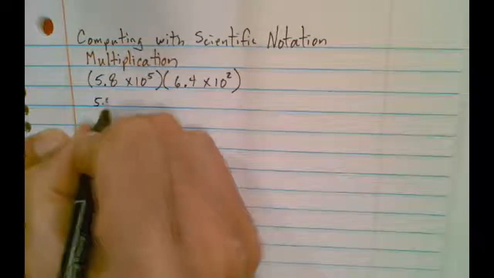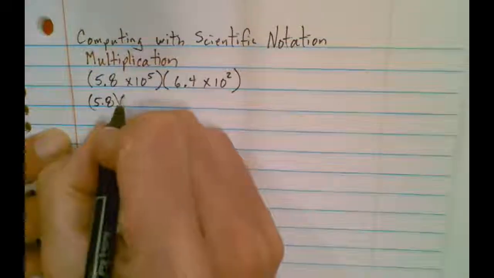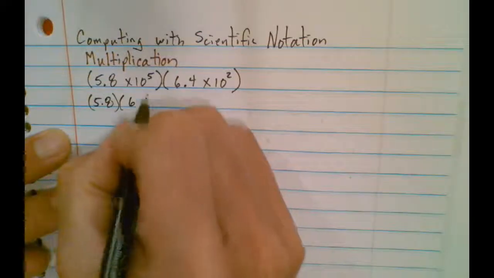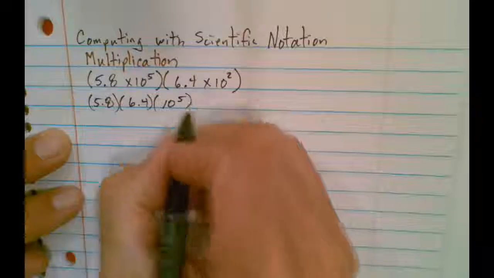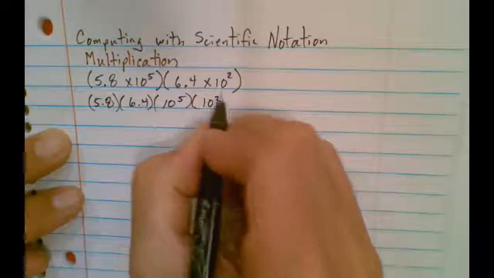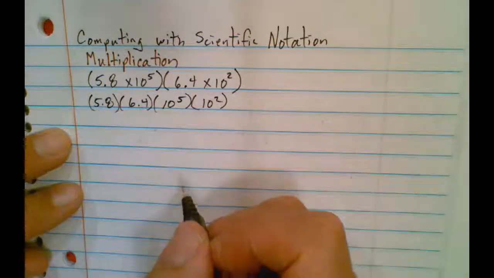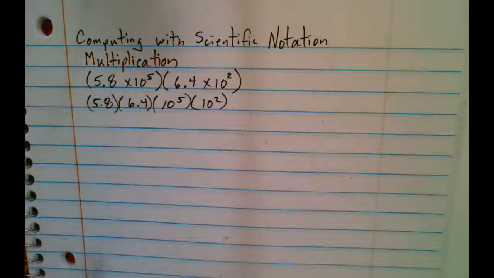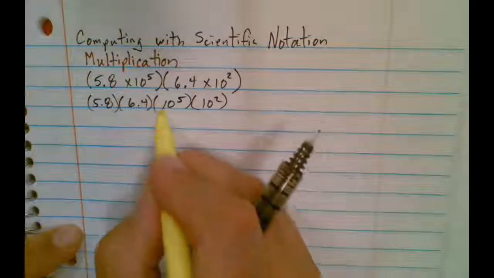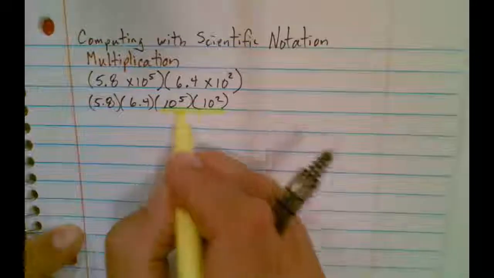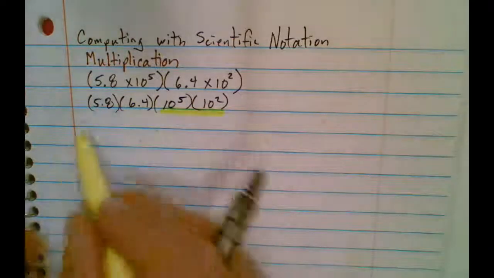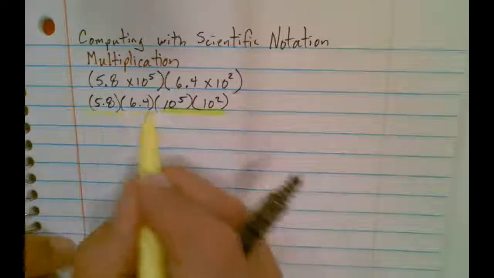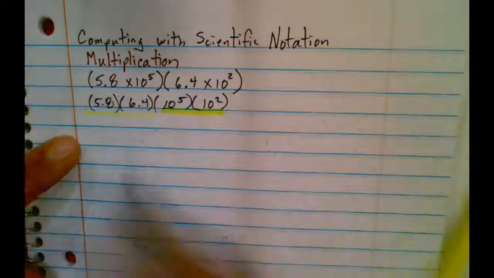I'm going to do 5.8 times 6.4 times 10 to the 5th times 10 to the 2nd. So it's still all this being multiplied. And I'm going to think about this problem. There's two different parts here. I've got this part here, these base 10s with the exponents, and then I've got this part here that's just the decimal numbers. I'm going to first deal with the decimal numbers part.